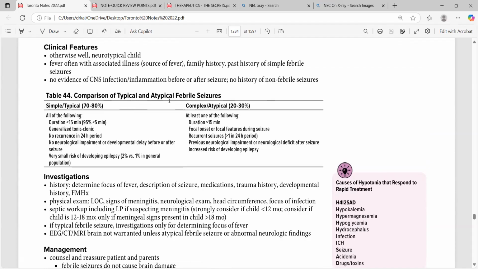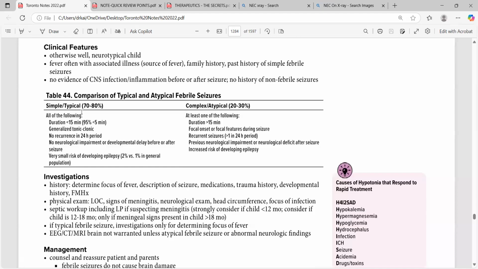Comparison of typical and atypical ones. So simple is basically less than 15 minutes, generalized, no recurrence, and there are no developmental delays. There is a very small risk of having epilepsy. But complex is more than 15 minutes, with incontinence of urine or passing of stool, focal onset, recurrent seizures, neurological impairment, and then increased risk of developing epilepsy.